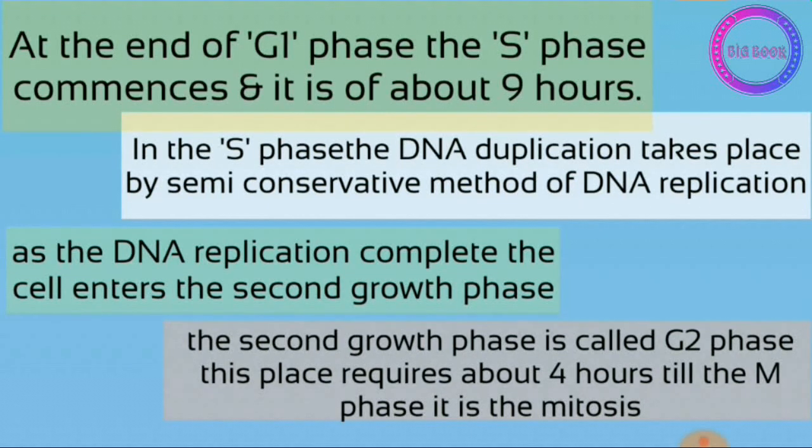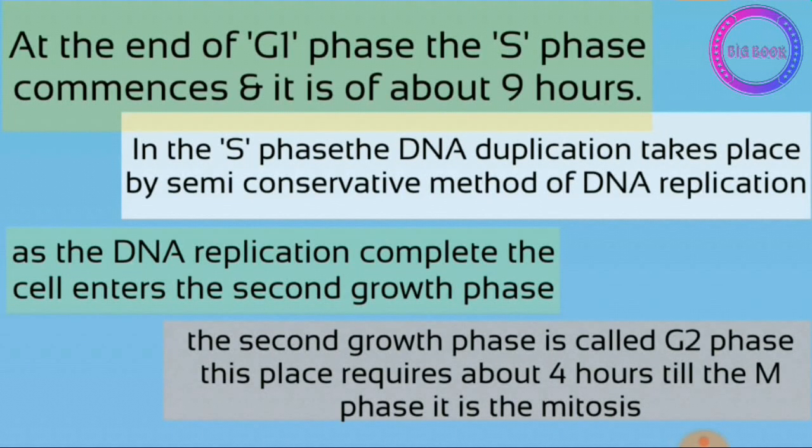During this phase, the DNA duplication takes place. That is, the semi-conservative method of DNA replication will happen, where one parental strand will be preserved, and according to that parental strand, the other strand is going to be synthesized in the opposite direction. As the DNA replication completes, the cell enters the growth phase.